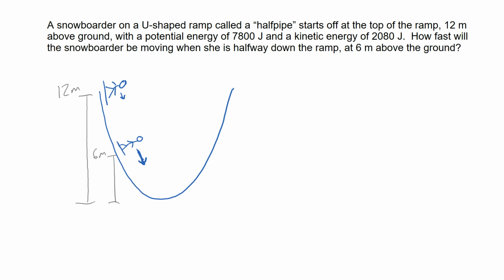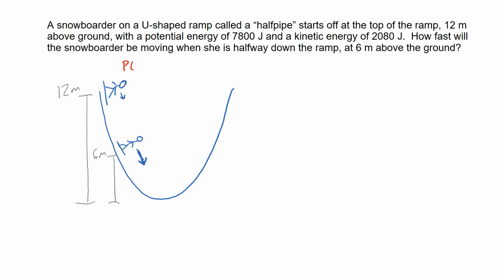Hey there, in this video I'm going to show you how to use energy to calculate the speed of a snowboarder when she's gone halfway down a ramp. So in this case, the snowboarder starts at the top of the ramp, which is 12 meters high, and she initially has 7,800 joules of potential energy.